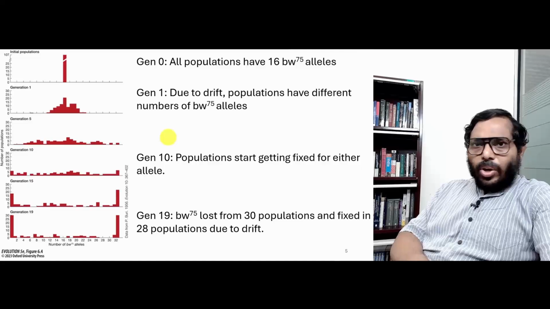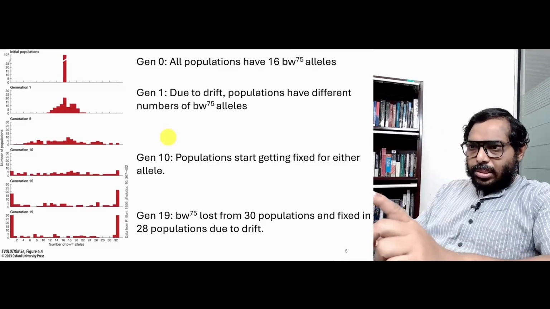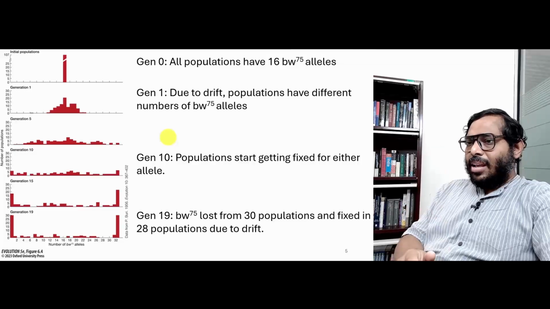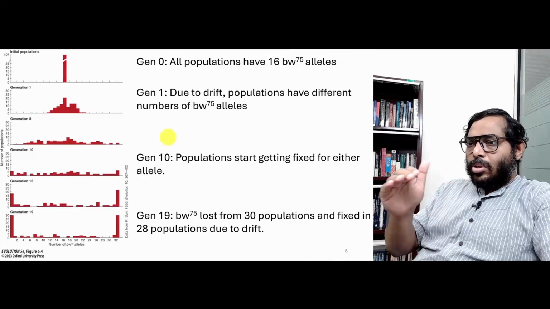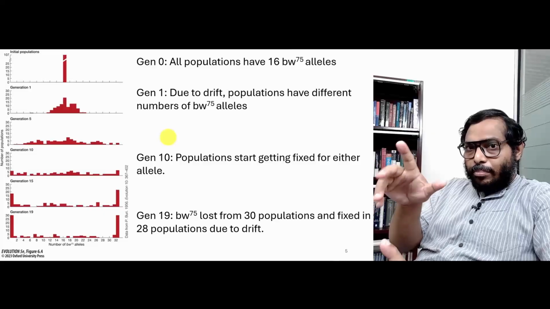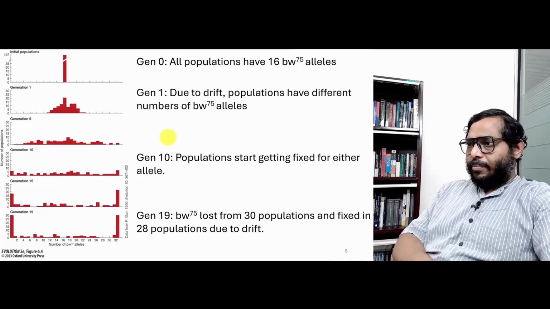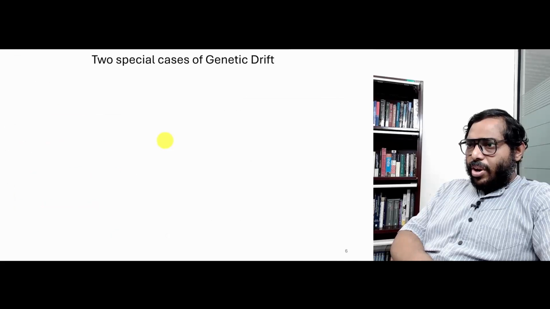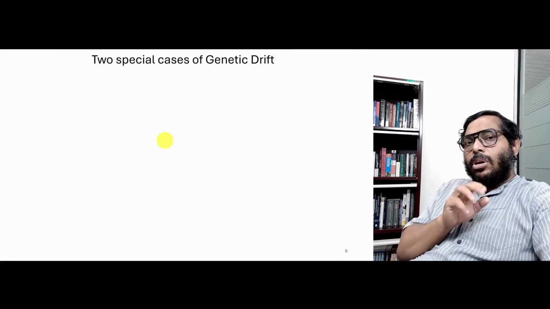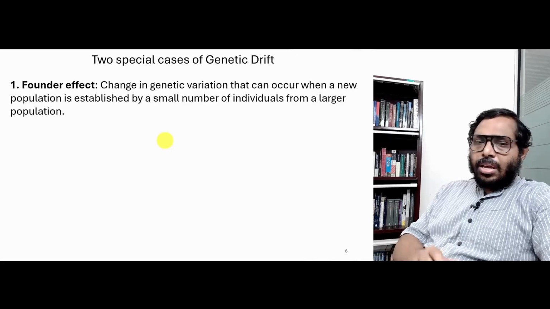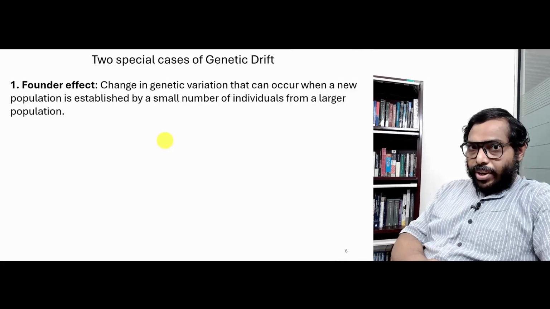So, we will get back to this particular experiment in our next discussion, when we look at how to measure drift, and we will see what the measurement of drift is in this particular case. However, before we get there, we need to talk about two special cases of genetic drift, and the first one is called the founder effect.